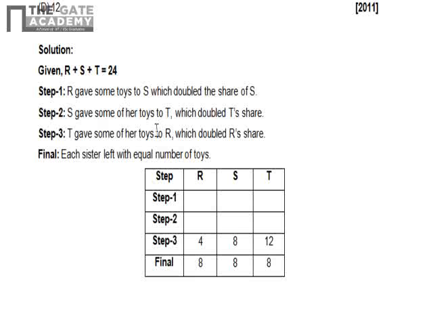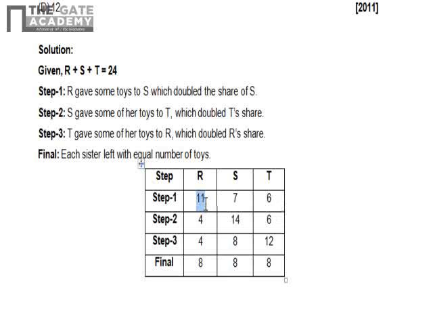Now step 2. S gave some of her toys to T, which doubled T's share. That means initially T had 6 and S had 14. In this step, R remains unchanged. Step 1: R gave some toys to S, which doubled the share of S. That means initially S had 7 and R had 11, and in this step T remains unchanged.